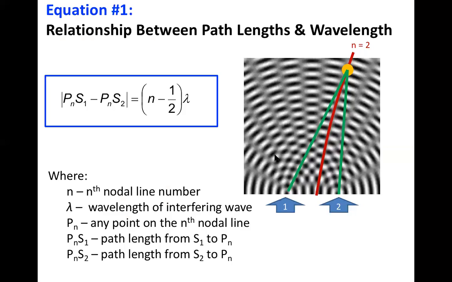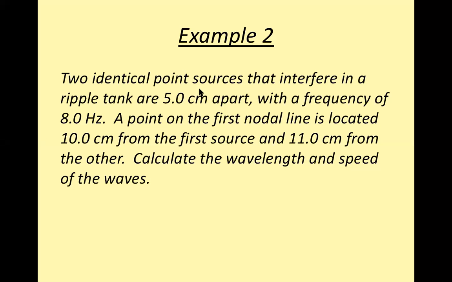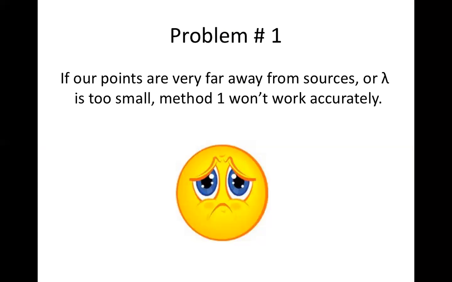So we have this first equation, which is the relationship between the path length difference and the wavelength. But the problem is that if the points are really far away from the source, there's not going to be much difference in the path length. And sometimes wavelength is too small, method 1 won't work accurately. So sometimes when you get your experimental data, you might try that equation and it's not going to be accurate.